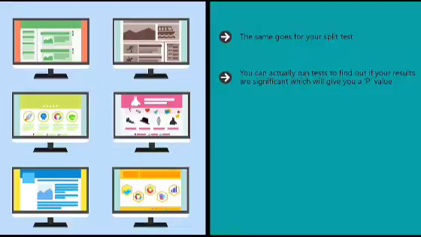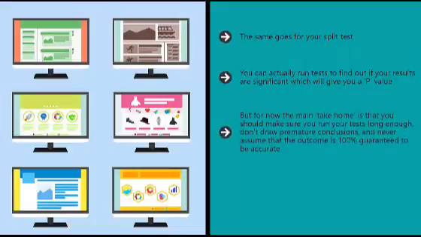This p-value tells you the percentage likelihood that the outcome was a fluke, with anything less than 5%, p greater than 0.05, being considered significant. But for now, the main take-home is that you should make sure you run your test long enough, don't draw premature conclusions, and never assume that the outcome is 100% guaranteed to be accurate.